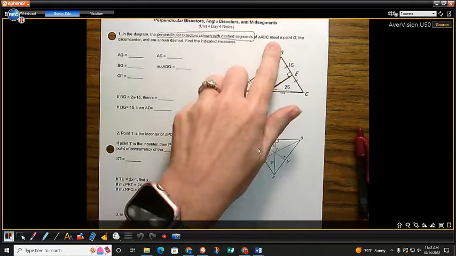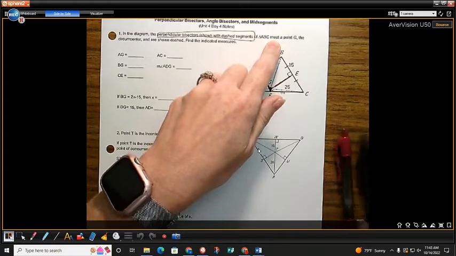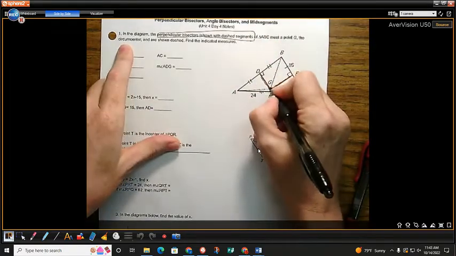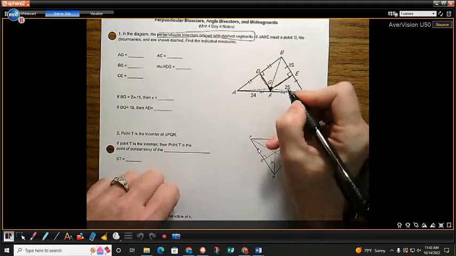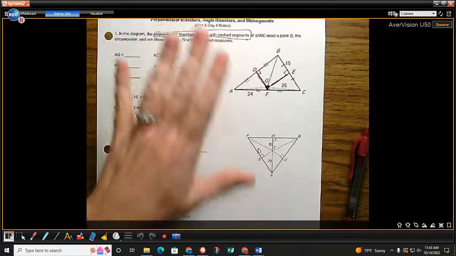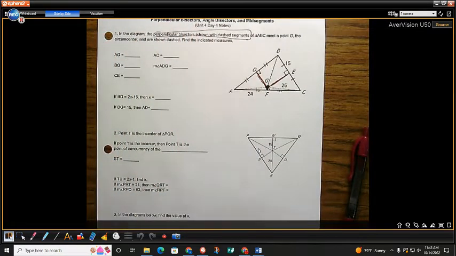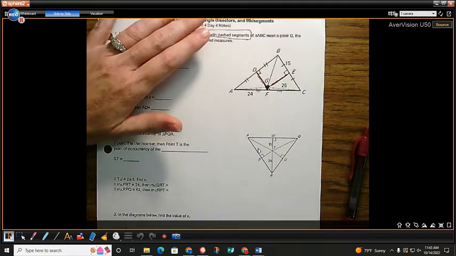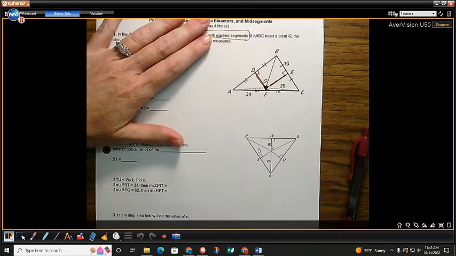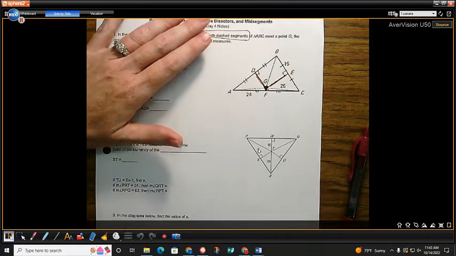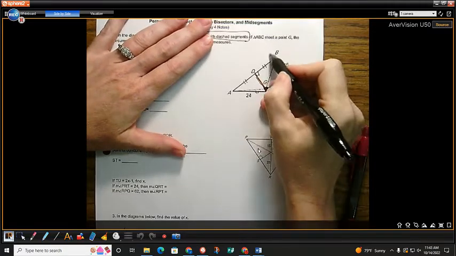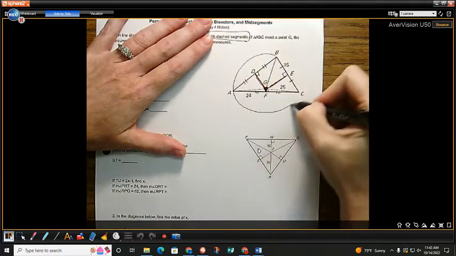Okay, and they made it point G, which is the circumcenter. So let's find our circumcenter. There it is, it's point G. What's special about our circumcenter? It's the center of a circle. Which circle? The circumcircle, which is the circle outside. And so I'm just going to sketch that circle outside.